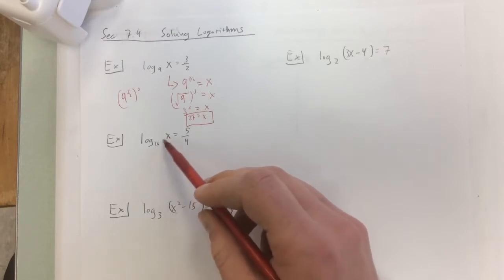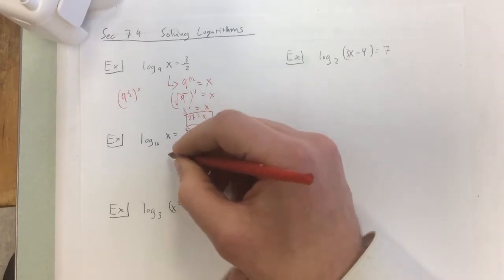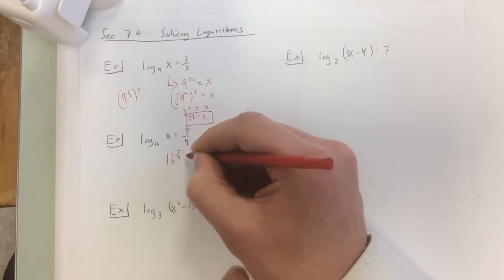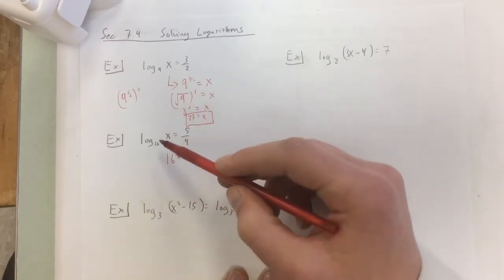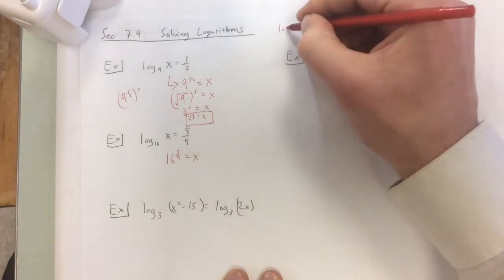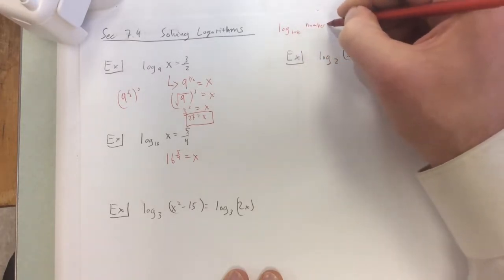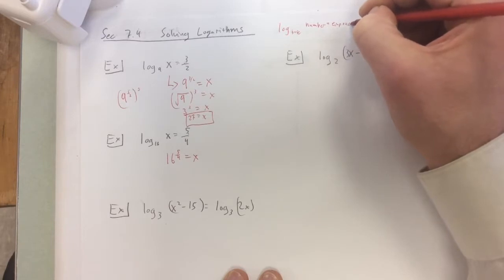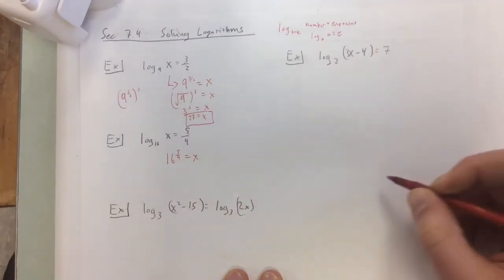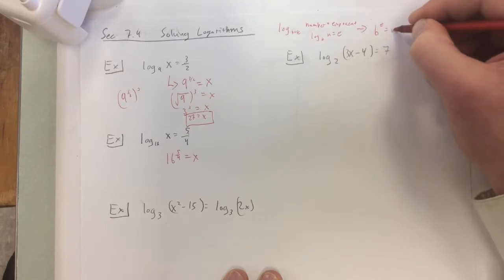Right here, log base 16 of x is equal to 5/4. Well, I'm going to change this into exponential form. 16 raised to the 5/4 has got to equal x. This is the base. Logs find exponents. That's the number. Log, this is the base, this is the number, and it equals the exponent. And I can change it into base, exponent is equal to the number.